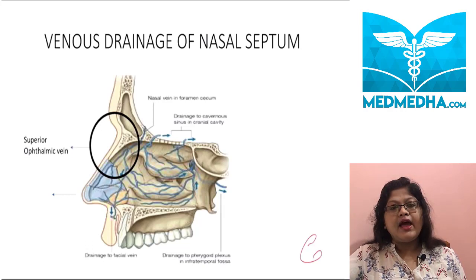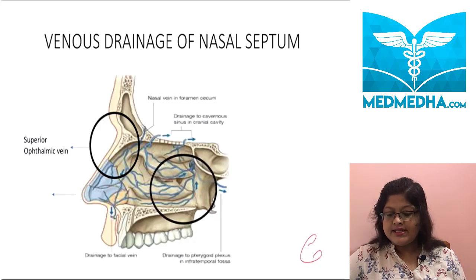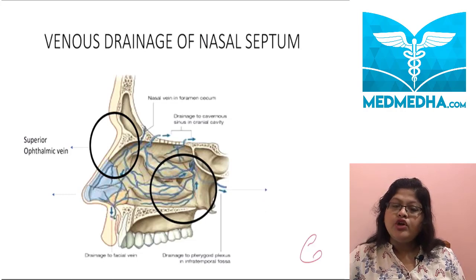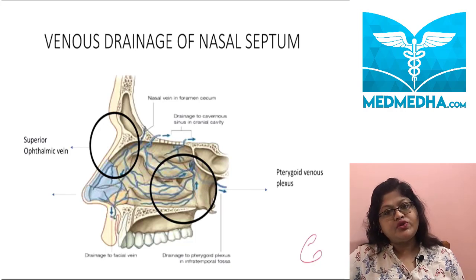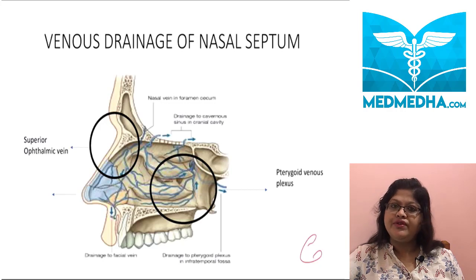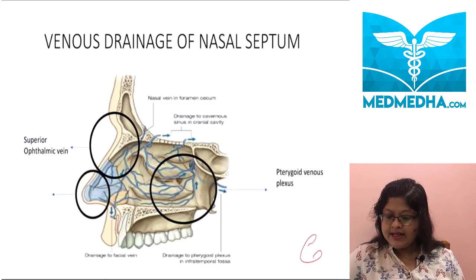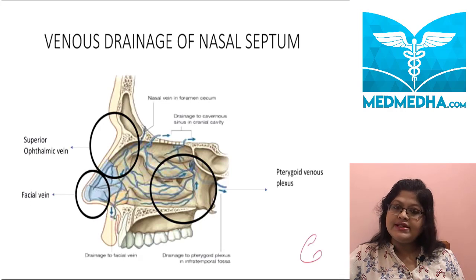The posterior superior quadrant, the venous drainage is by the pterygoid venous plexus. Though we call it the posterior superior quadrant, it is almost entirely the posterior superior and the posterior inferior quadrant also. For the mobile part, it is the facial vein and which drains into the internal jugular vein.